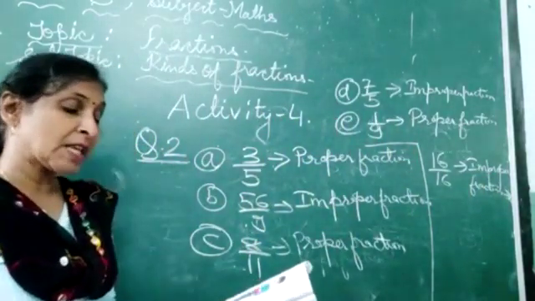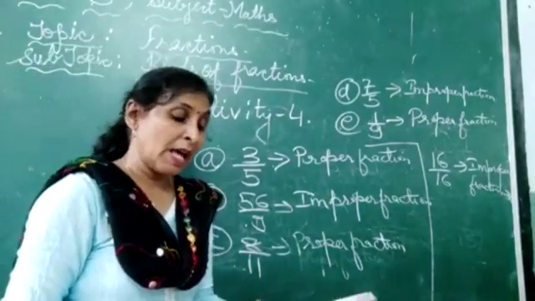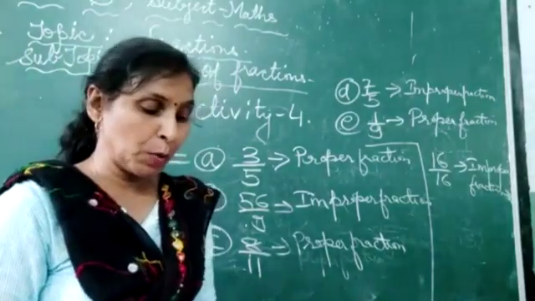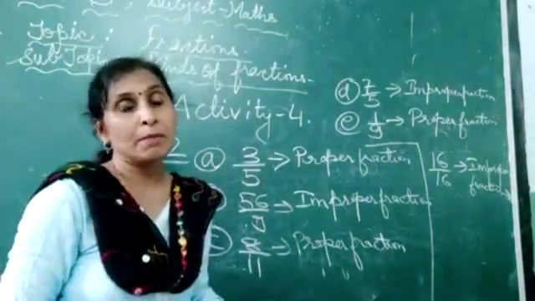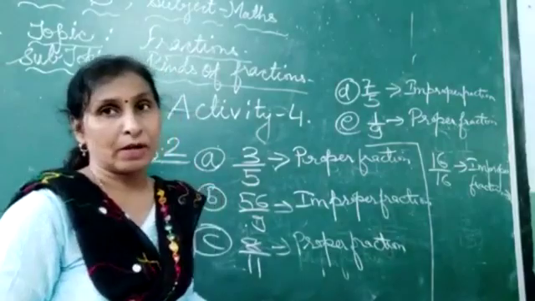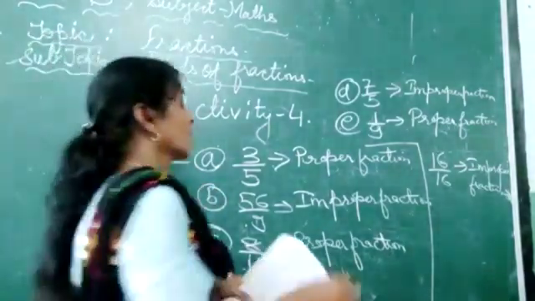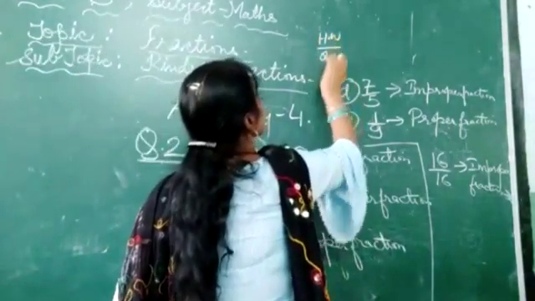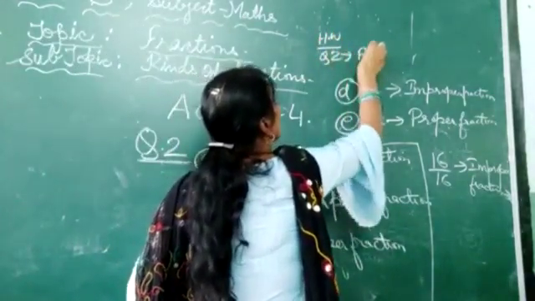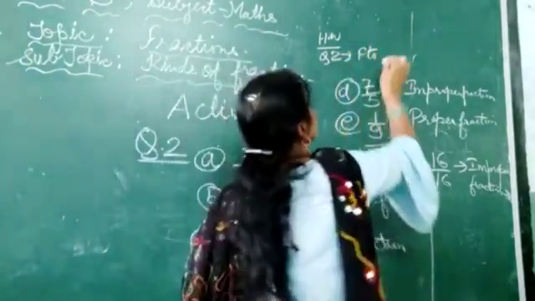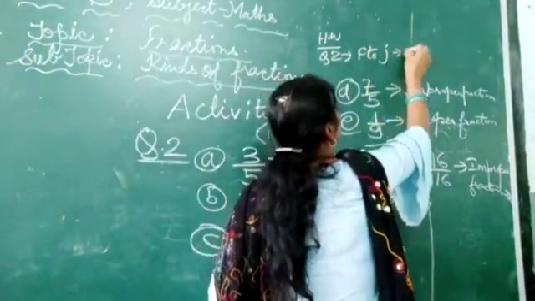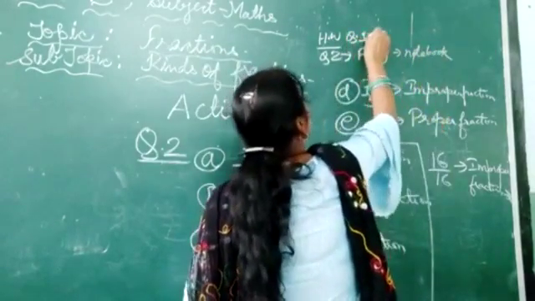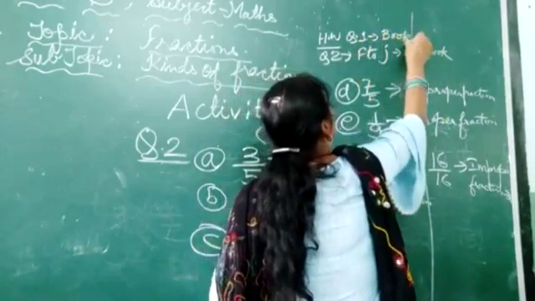Now students, question number 1 do in the book, and question number 2 F to J part do as homework in notebook. Homework: question number 2 F to J part in notebook and question number 1 in book. Clear all of you?